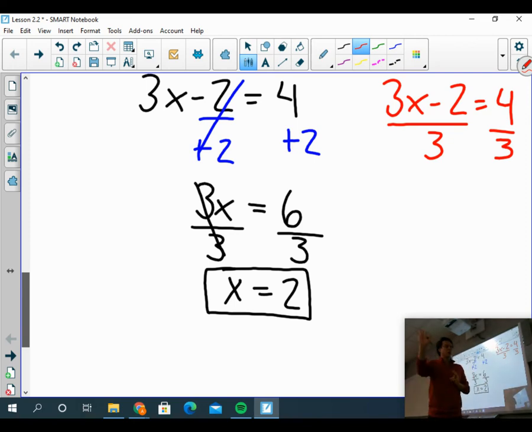You might go, hold up. What? Why, when you add 2, like you see here, you only do it to the 2. Why would you divide the 3 by everything? Well, think about it like this.